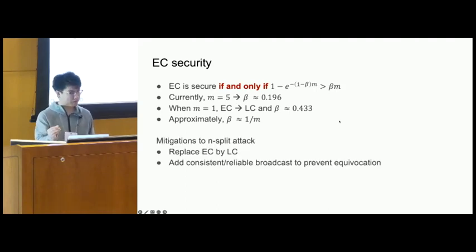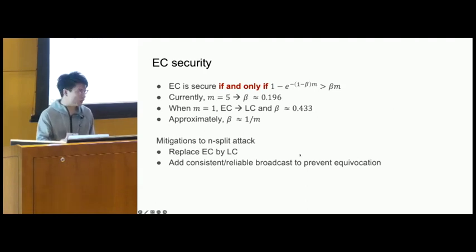We have seen that the security threshold of EC currently is not ideal. It's just about 0.2, much less than the honest majority assumption in many other blockchains. So we also proposed a couple of mitigations in this work to the unsplit attack.